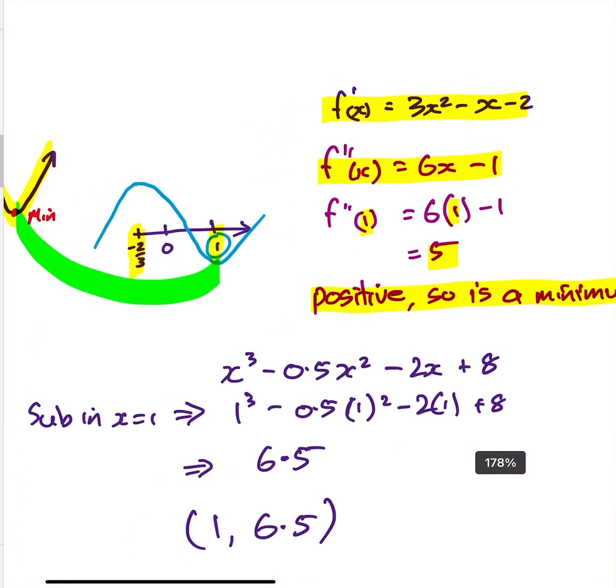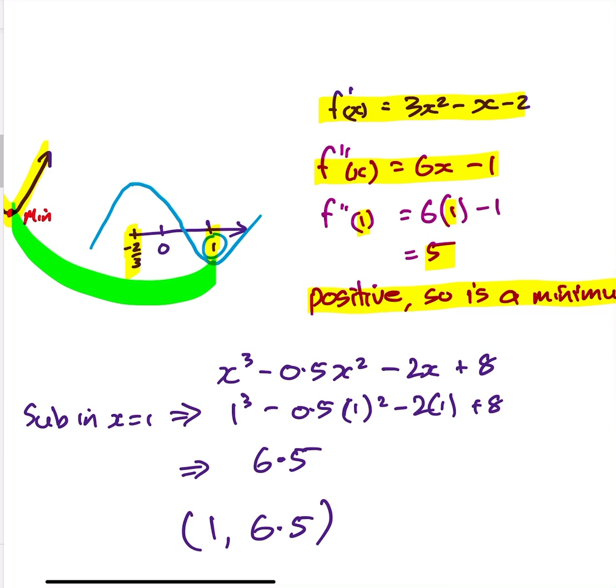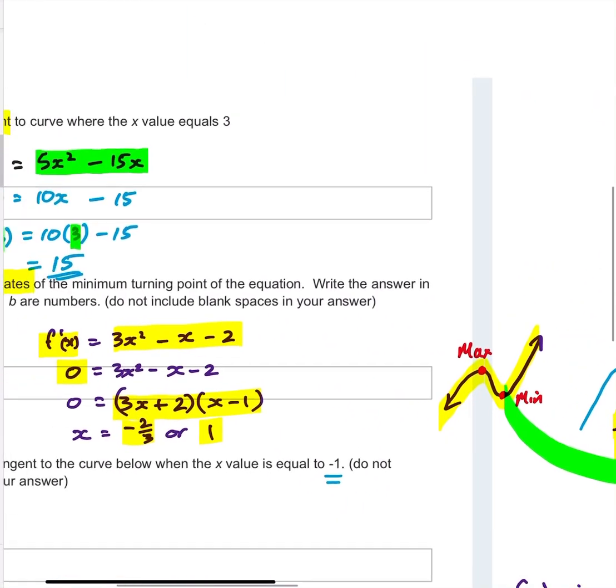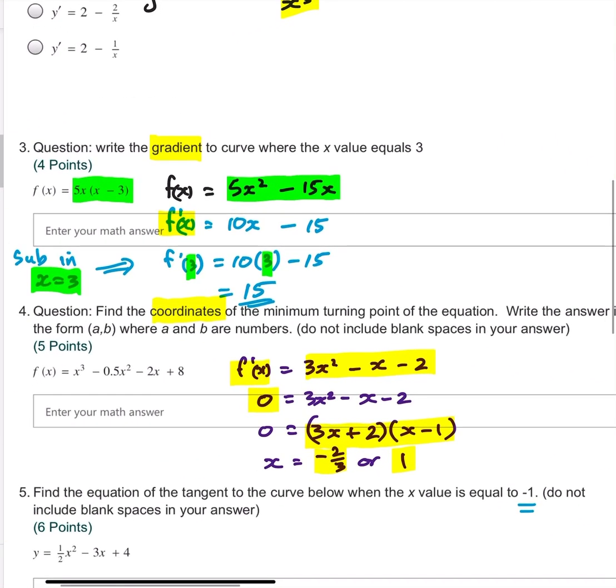Here's the other way. We need to find out the y value. So we take our equation and we put 1 instead of x to find out our y value. And that gives us 6.5 as being our y value. So here's our point, 1 and 6.5. That is what the question asked for. It asked for the coordinate of the turning point. See that? It says there, find the coordinate which has an x and a y value.